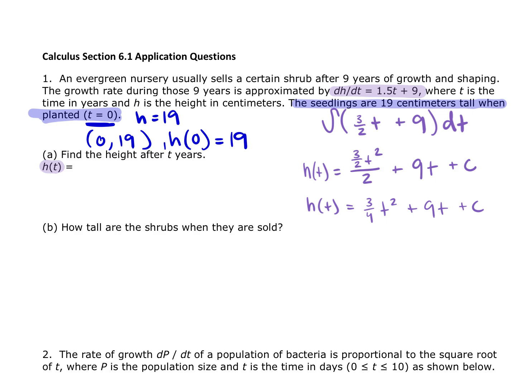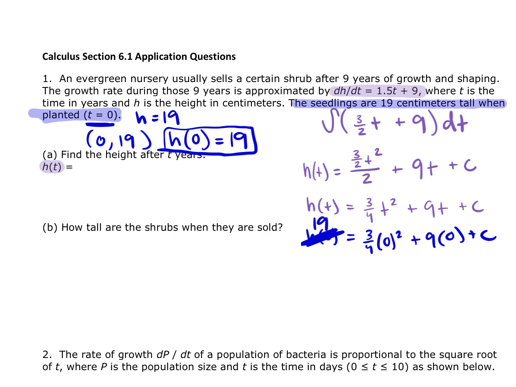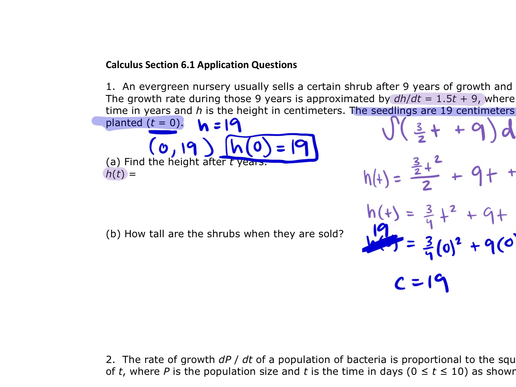So we're going to use this to help us find what c is. So h of 0 equals 3/4 times 0 squared plus 9 times 0 plus c. And h of 0 we said is 19. So what do we get for c? 19, awesome. So my function, h of t, would be 3/4 t squared plus 9t plus 19.